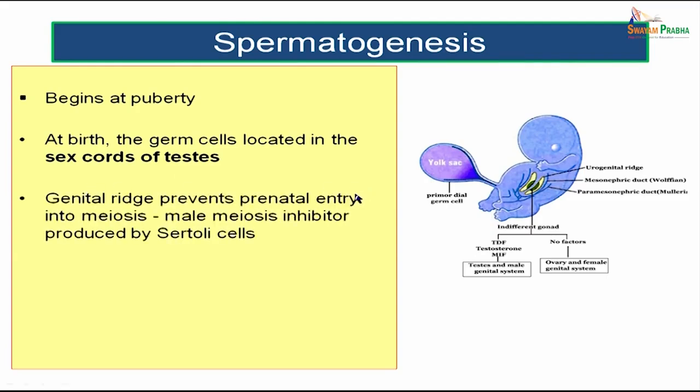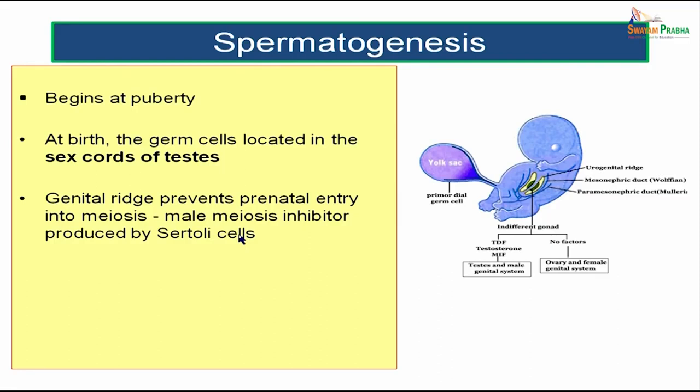The genital ridges prevent the prenatal entry into meiosis. There is an inhibiting factor here secreted by the Sertoli cells of the testis. The Sertoli cells secrete a male meiosis inhibitor, which prevents the germ cells from entering into meiosis.